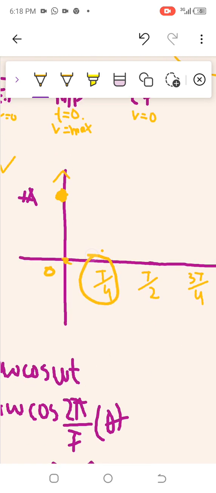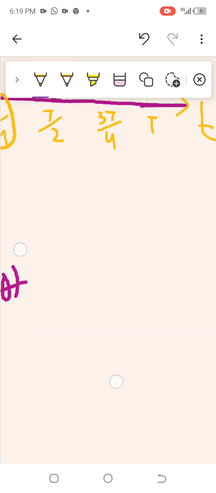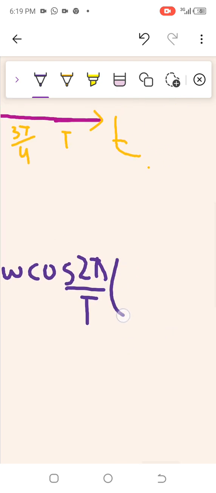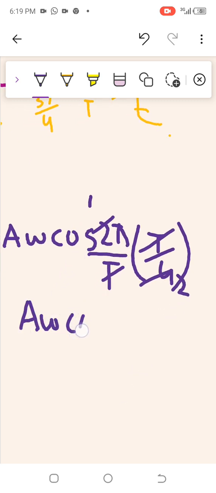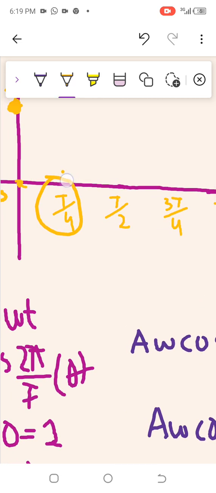Now we are putting T by 4, which is at the mean position. T cancels, 2 and 4 reduce, so here it will be A omega cos pi by 2. We know that cos pi by 2, that is cos 90, is equal to 0. So here it will be 0, and we mark 0 here.